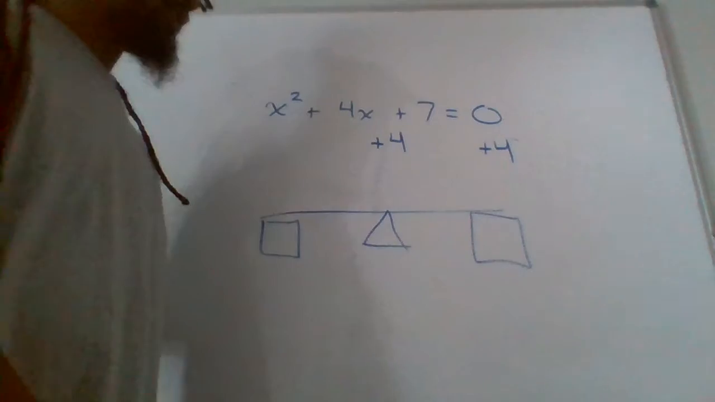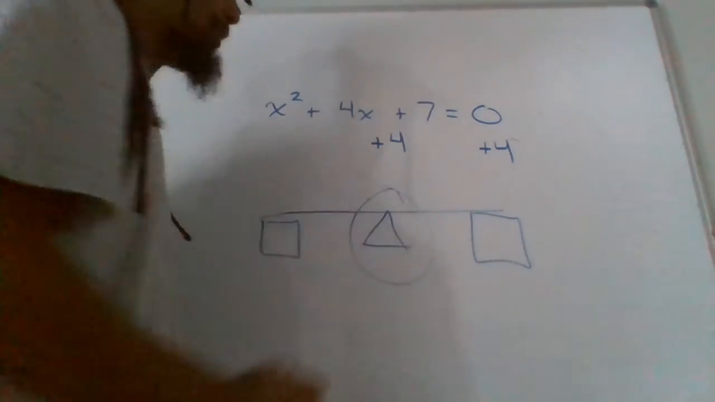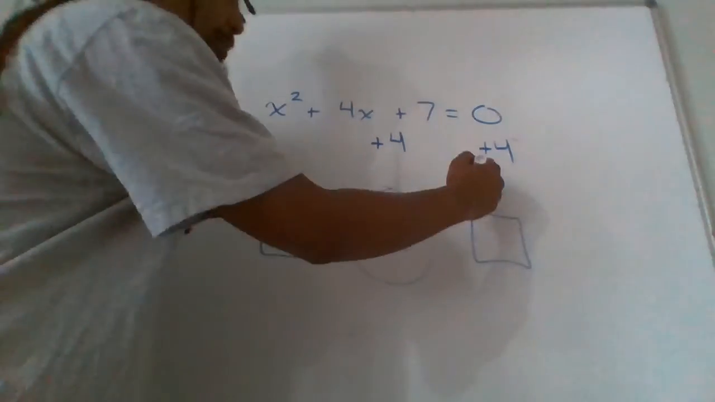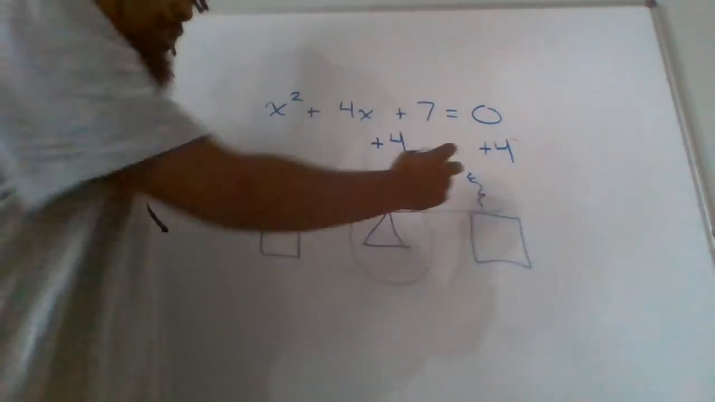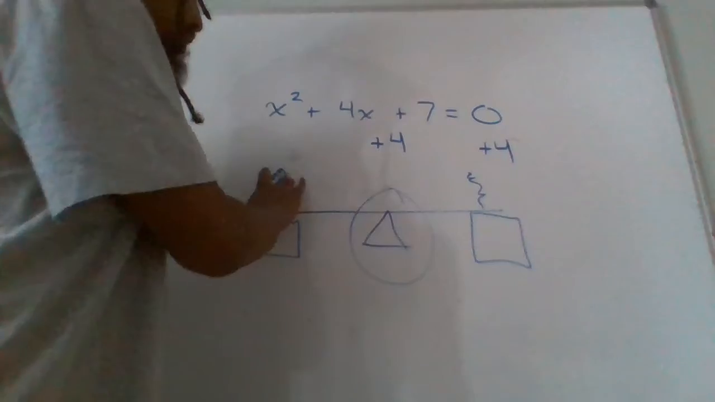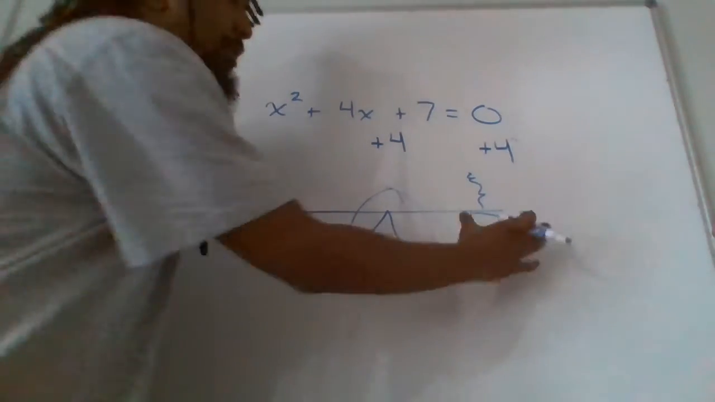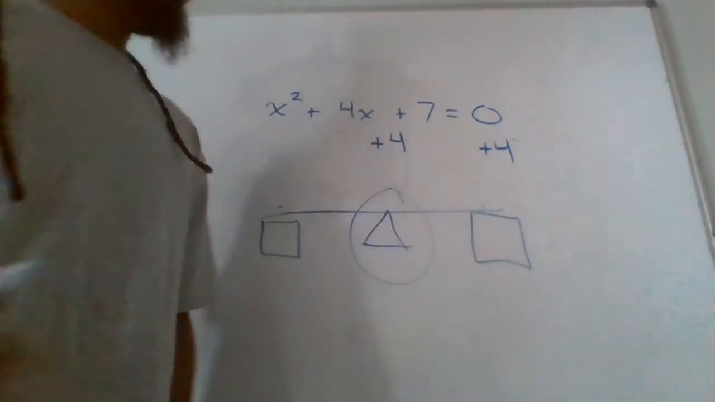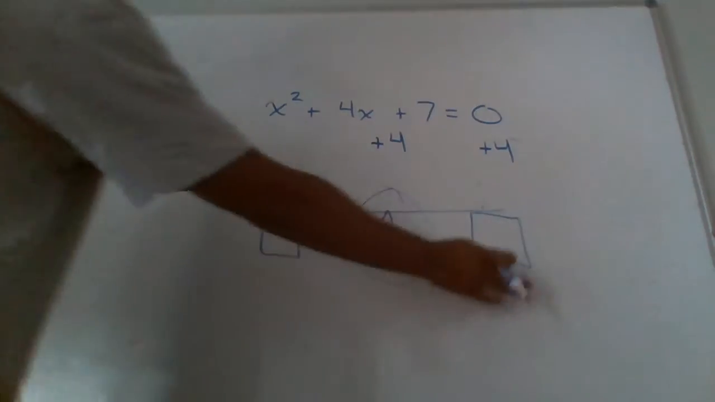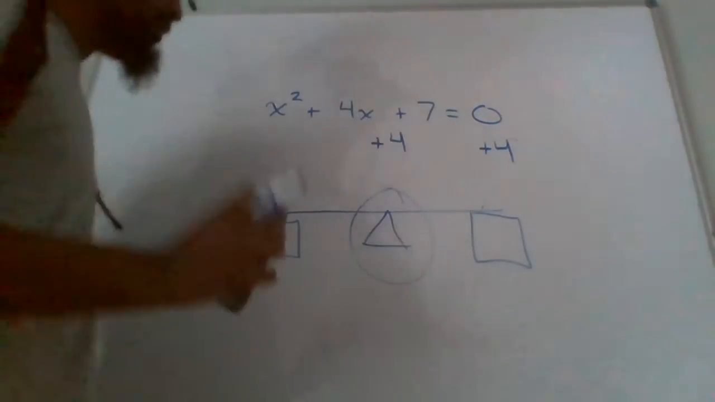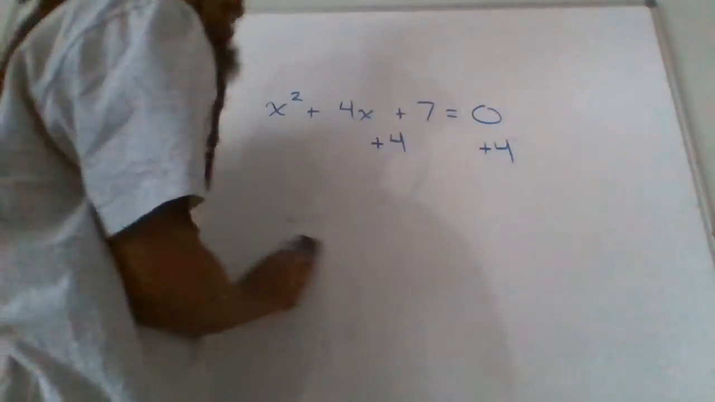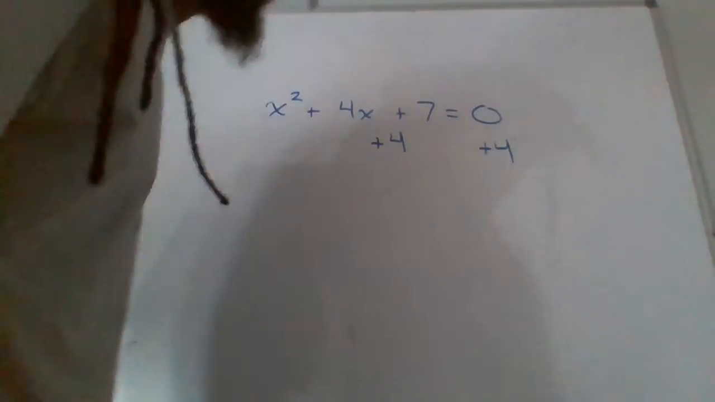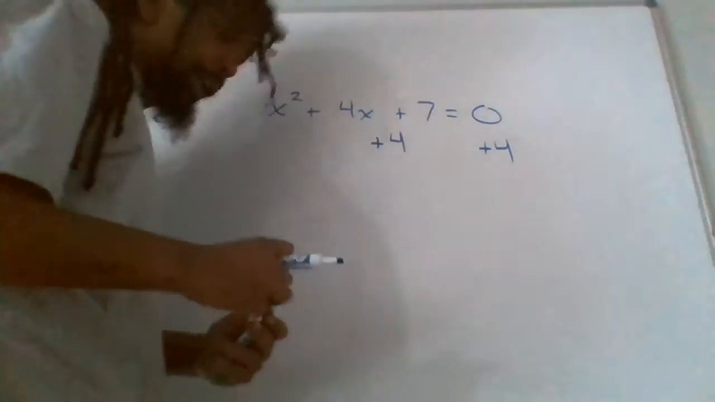This is an equation. This is the equal sign. The equation must stay balanced. For whatever weight you have over here, it must have the same weight. It's easier if you just think about it. It's the square underneath.